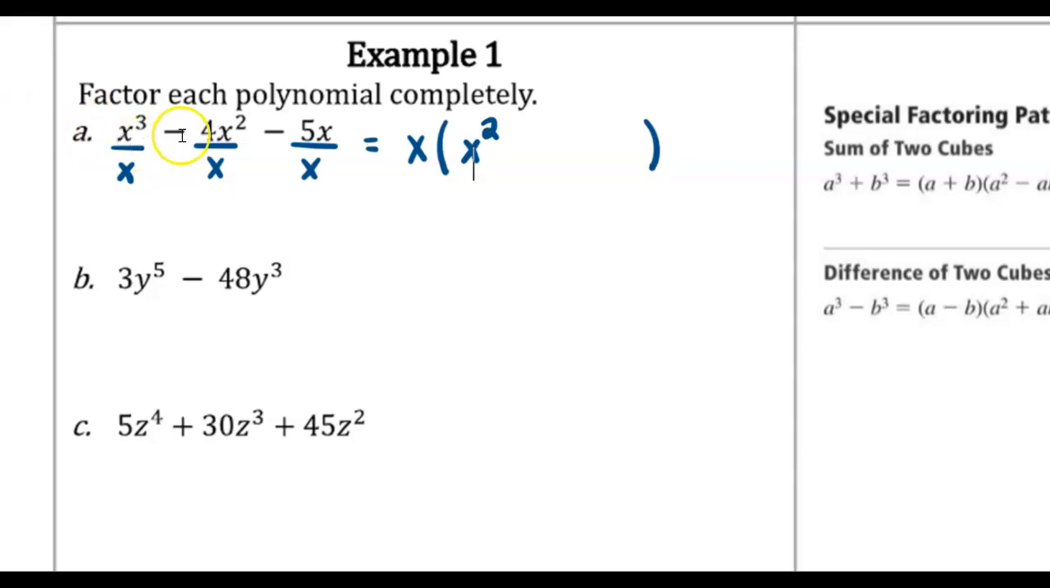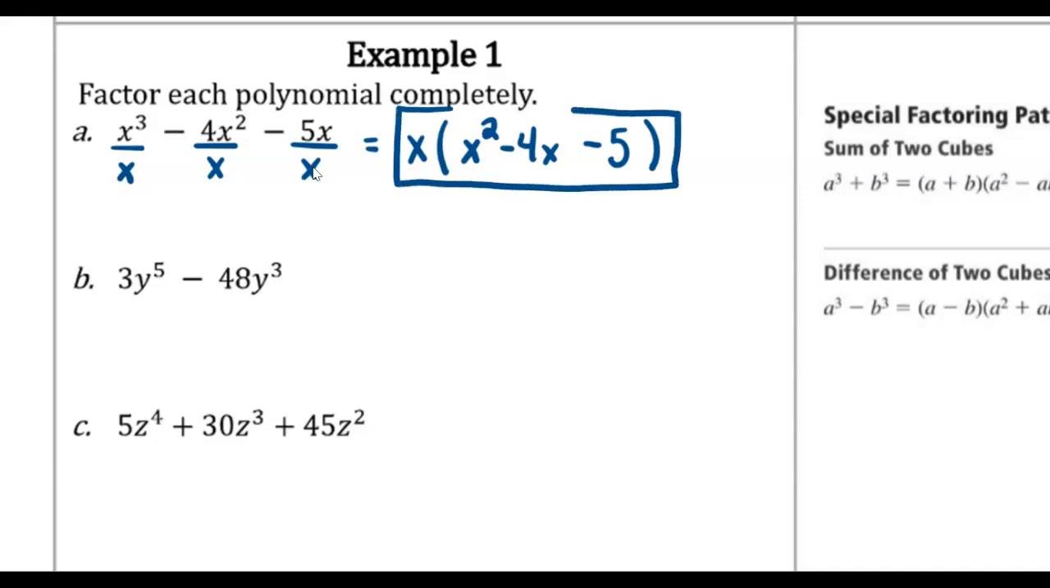And then here I have negative 4x squared divided by x. That makes it negative 4x. And then last I have negative 5x divided by x, and that makes that negative 5. So you need to go ahead and write the x out in front of the parentheses. You don't just leave it out because what you're doing is you're factoring it out in front. And you know what? This might factor further. I better not mix that in. So you leave it in front.